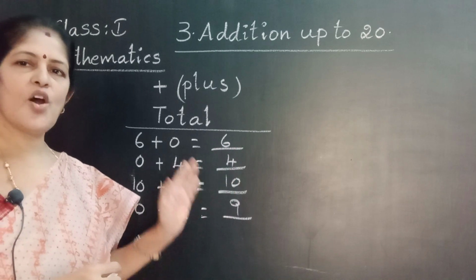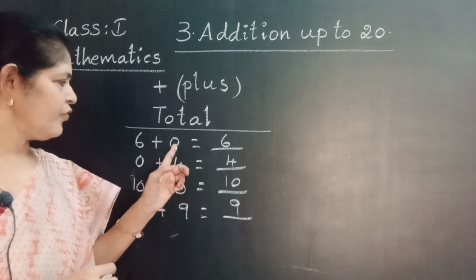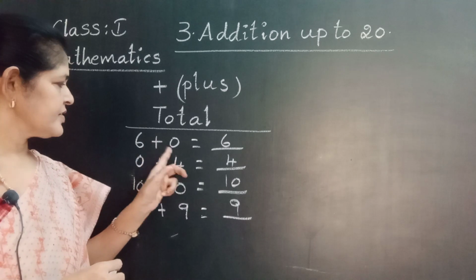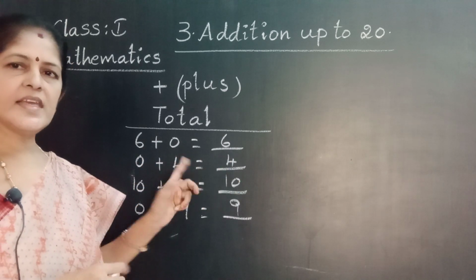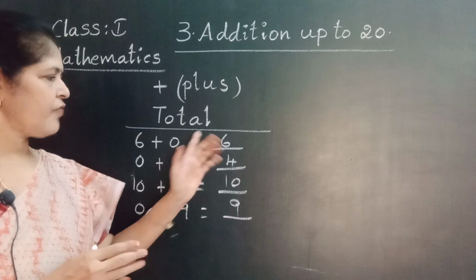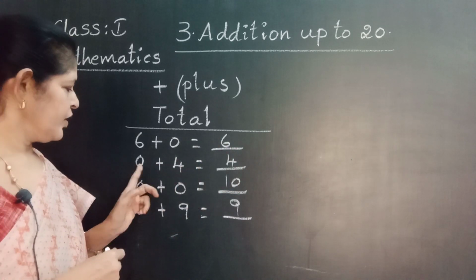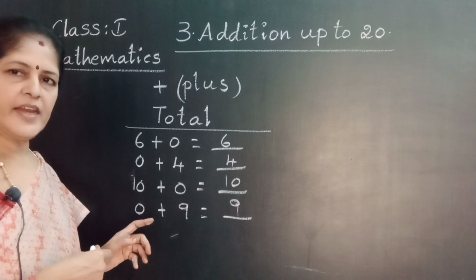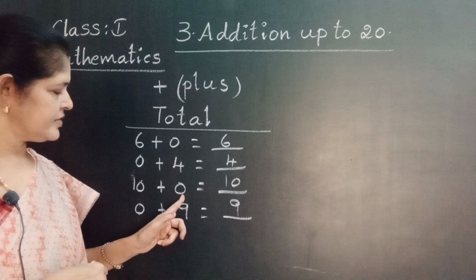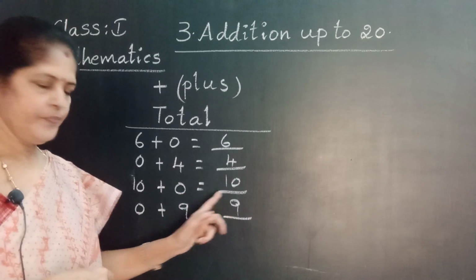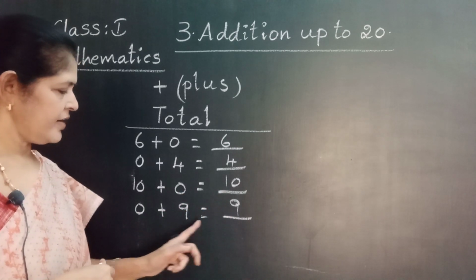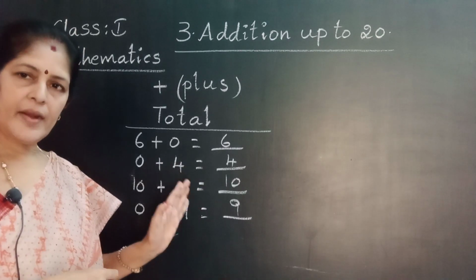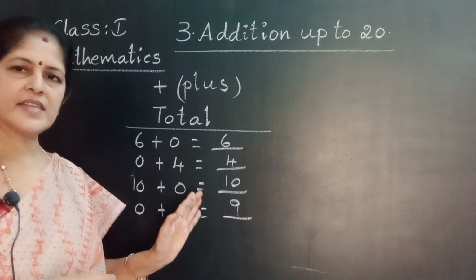The total does not change. Okay? Here we add 0 to a number. The answer is the same number. 6 plus 0, 6. 0 means nothing, empty. That's why we get the same number. 0 plus 4, 4. See how I am going to read. Listen. 10 plus 0 equal to 10. 0 plus 9 equal to 9. Okay. This is number plus 0 or 0 plus number.